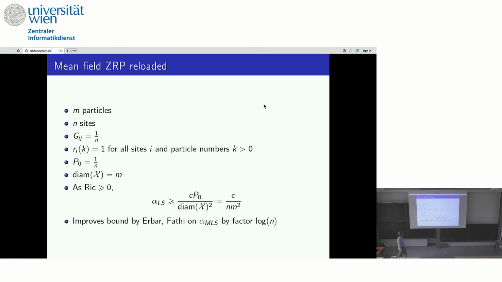And having all this, we get the estimate for the log-Sobolev constant with the diameter squared from the theorem. And this improves some result by Erba and Fatih by a factor of log n.